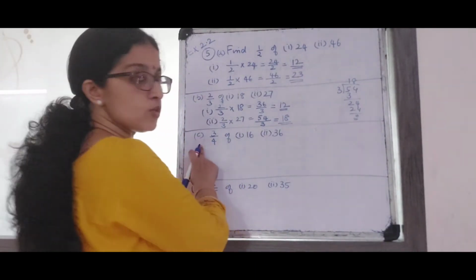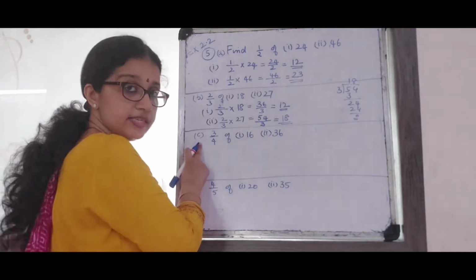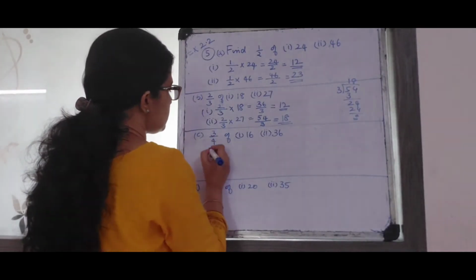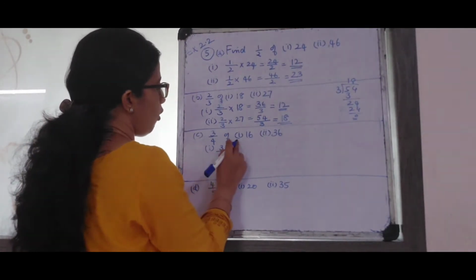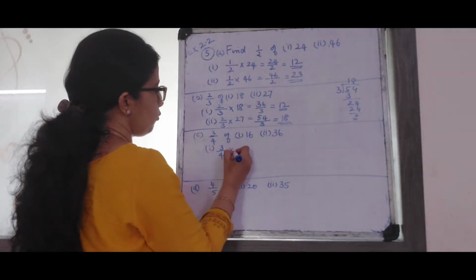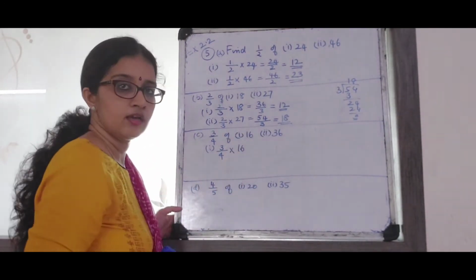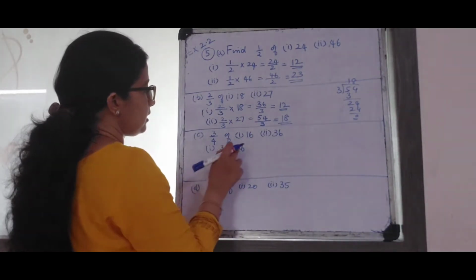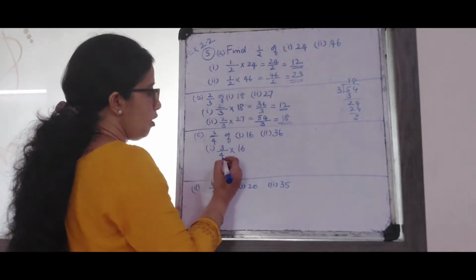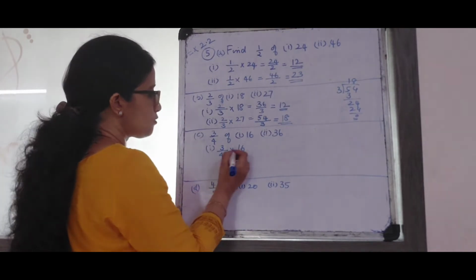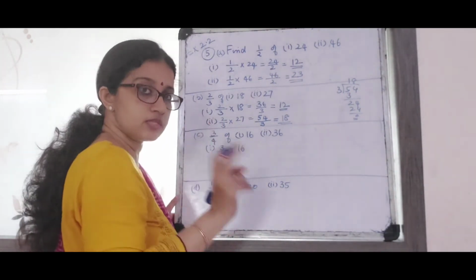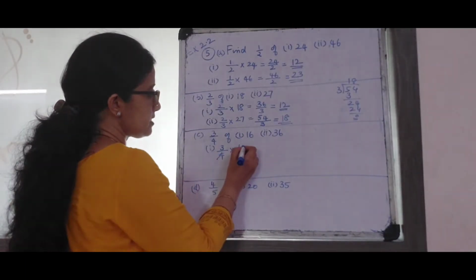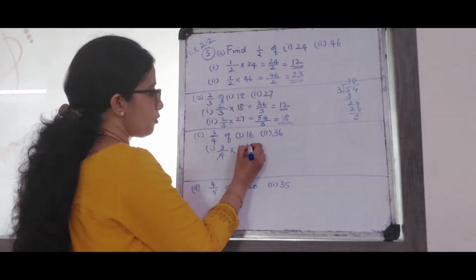Okay, now let's go to the C part. First part is 3 by 4 of 16. That means 3 by 4 into 16. Now either you can multiply this 3 and 16, or you can directly cancel this 4 and 16, right? 4 into 4 is equal to 16. So if you cancel this and this, you have to put a 4 here.